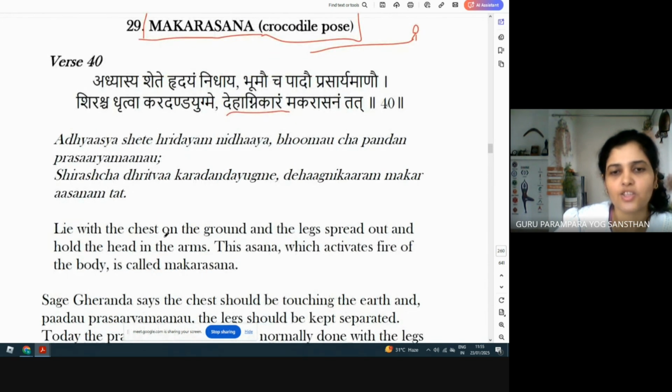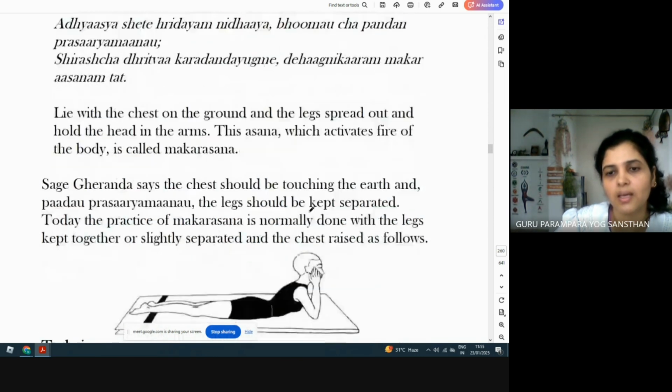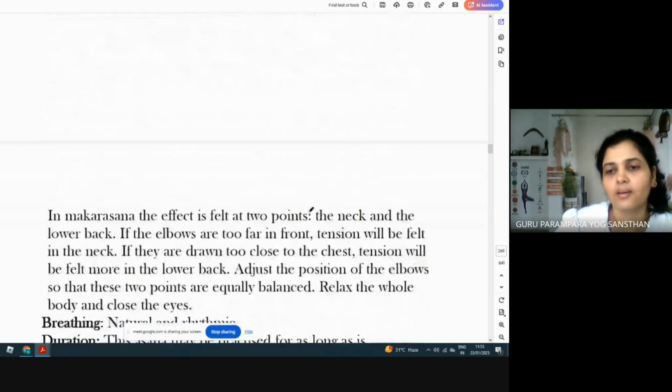Lie with the chest on the ground and legs spread out and hold the head in your arms. This asana which activates the fire of the body is called Makarasana. So this word, make a note of it. Makarasana, all 13 Agnis ignite here.